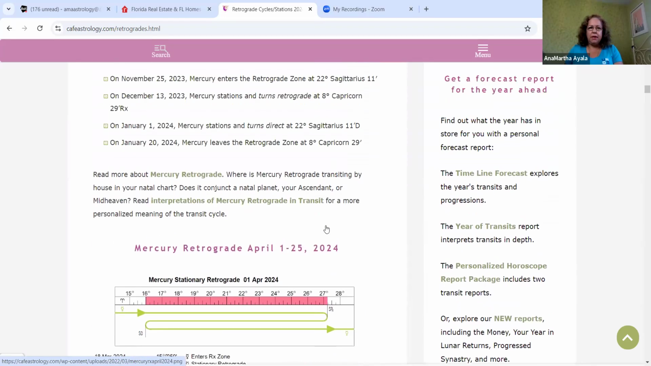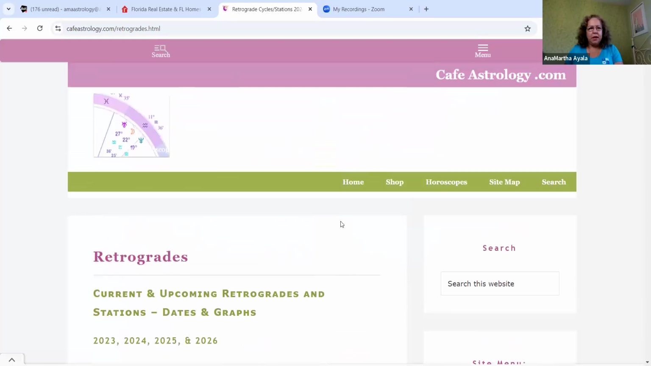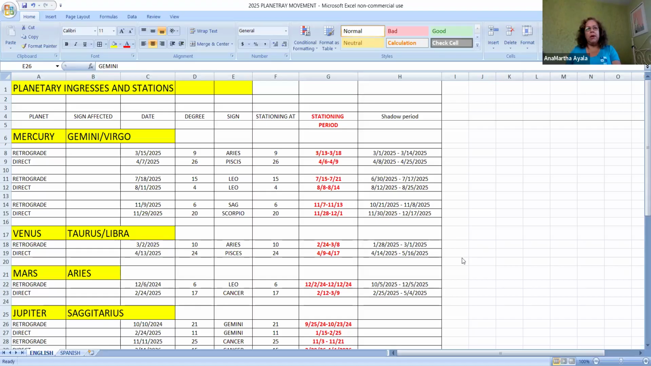So you guys get an idea. Again, it's cafeastrology.com/retrogrades.html. Now, what I am going to do now is share the worksheet that I created. And here we go. And then talk to you about how to apply this to your natal chart and what are the things that you should do and should not do when planets are retrograde.